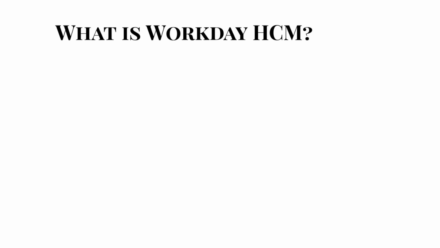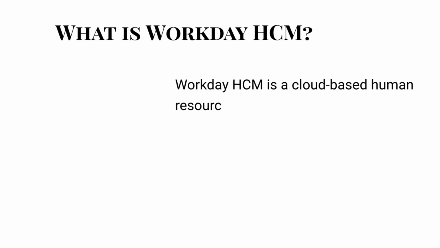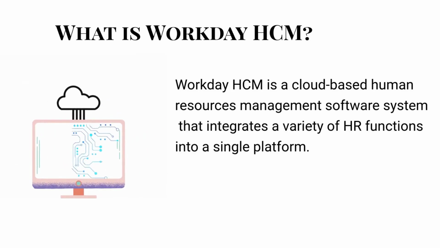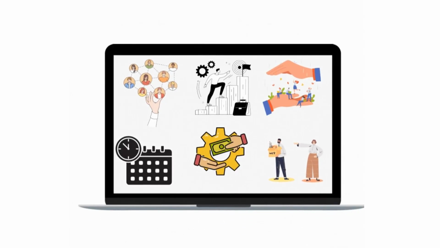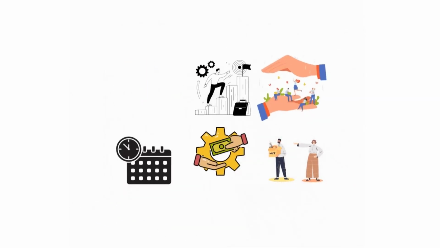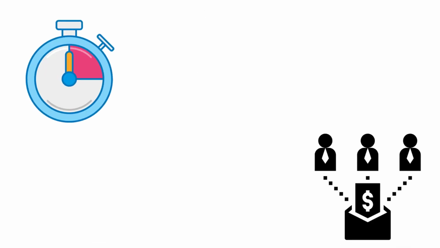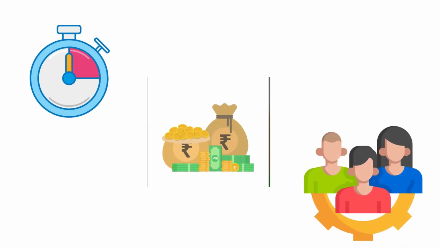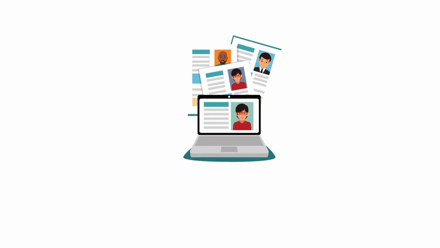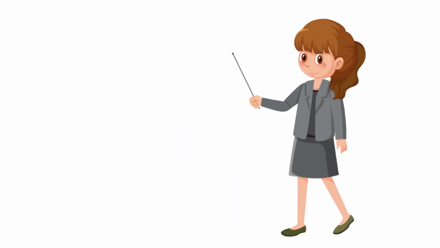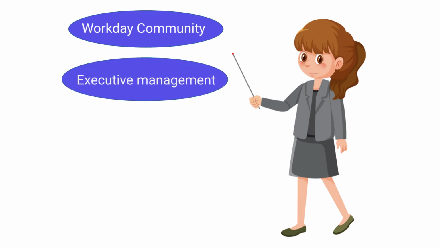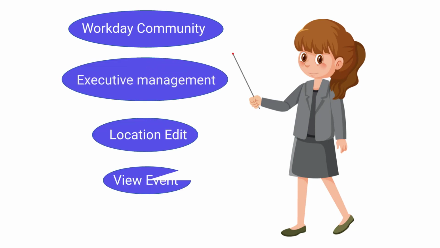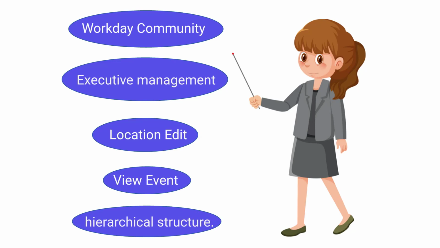Now let us know what is Workday HCM? Workday HCM is a cloud-based human resources management software system that integrates a variety of HR functions into a single platform. This software solution provides benefits, people management, payroll, time tracking, compensation, workforce management, and recruitment. We'll go through concepts like Workday Community, Executive Management, Location Edit, View Event, Hierarchical Structure.